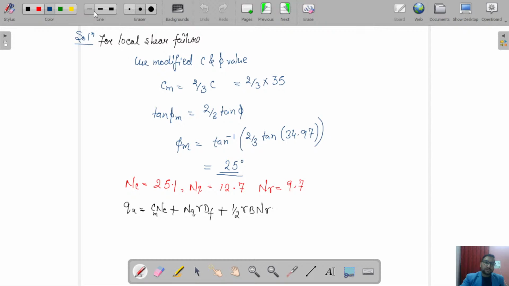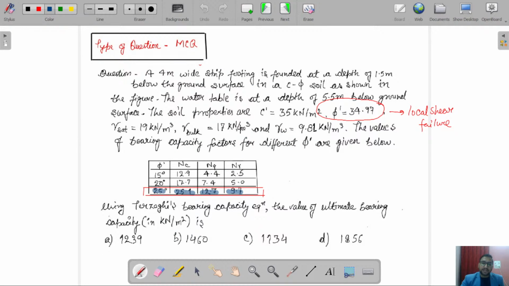So now our C modified is 2 by 3 times of C, that is 35. NC value is 25.1 plus NQ 12.7, gamma value, unit weight. Now gamma saturated is also given, gamma bulk is also given. Now we have to draw the profile just to see if there is any effect of water table or not.